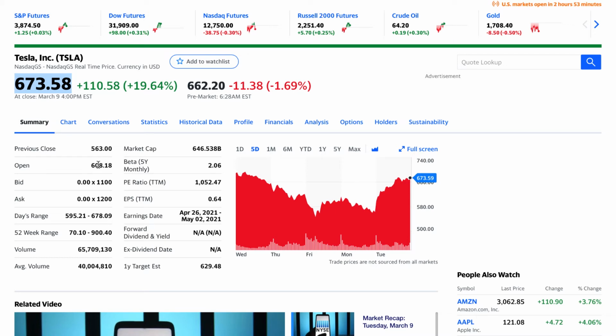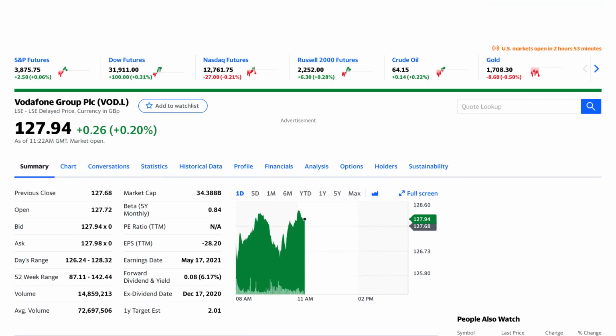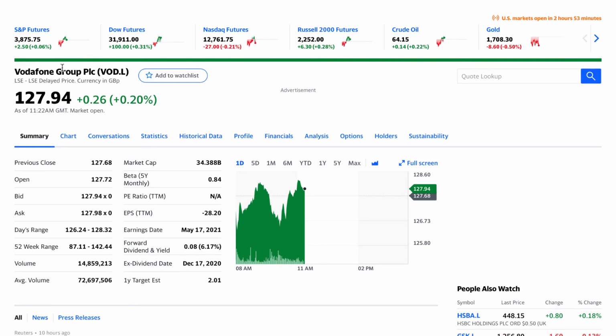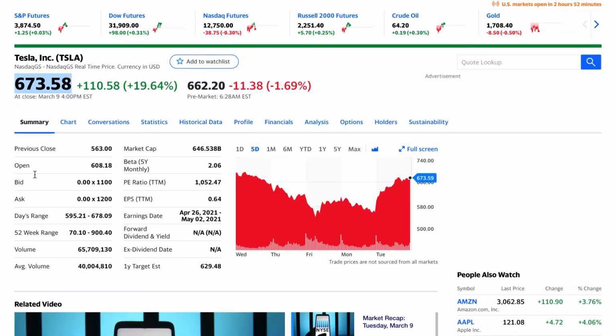Open is what the stock opened at as of yesterday. If I compare it to a stock that's currently trading, so Vodafone, we've got open over here. That's the price at which the stock opened at today. Over here, open 608.18. That's what the stock opened at, once markets actually opened.